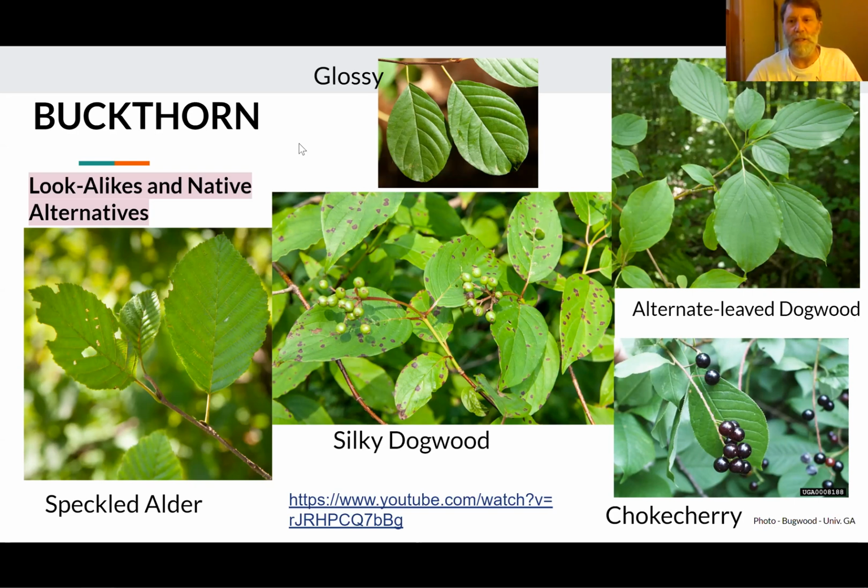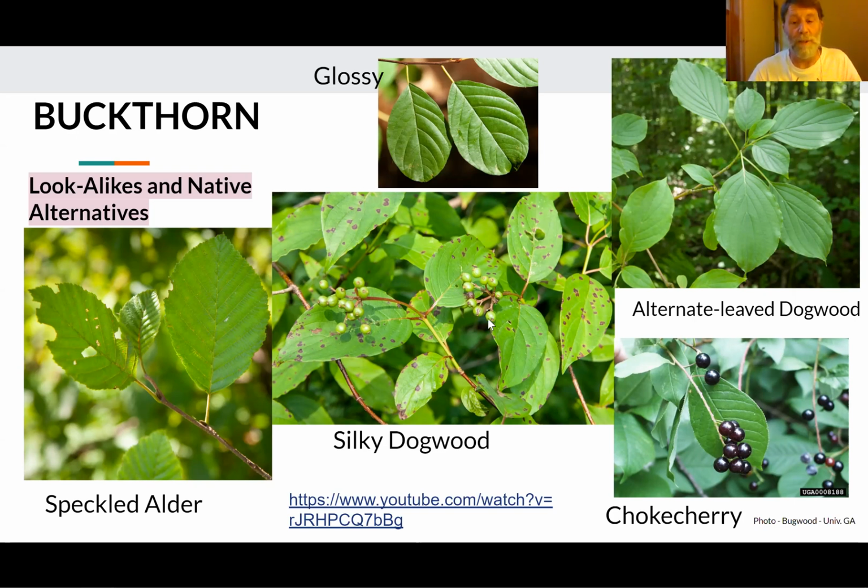Alternate leaf dogwood, again, has those curved veins similar to glossy buckthorn and common. But the thing about them is they have this kind of unique leaf structure where at the ends of the branch, there's a whole collection of leaves that sort of radiate out from one spot. And you definitely don't get that in glossy buckthorn.